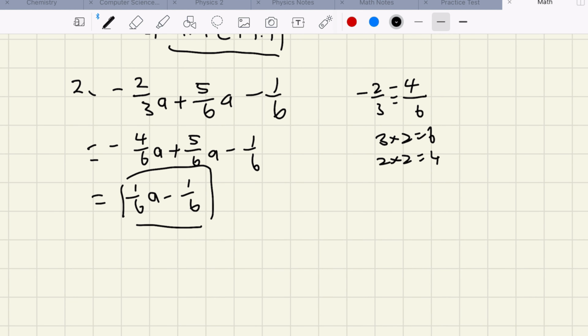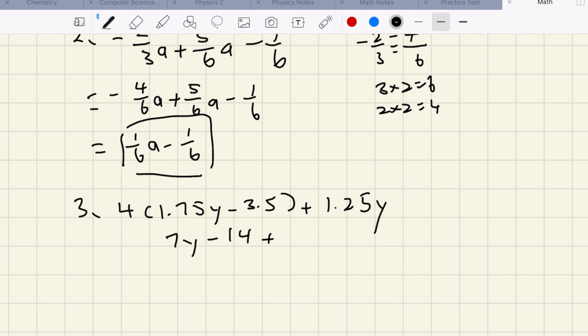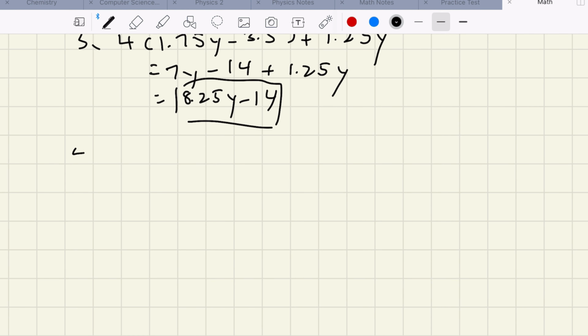Now, let's do one with the distributive property. 4 times 1.75y minus 3.5 plus 1.25y. So this 4 times 1.75y, you get 7y, minus 4 times 3.5, and you get negative 14, plus 1.25y. And then you get 8.25y minus 14 as the answer. Notice how this was a distributive property, and then we had to combine like terms with negative coefficients, and they were also rational coefficients. So you see how we built on each concept we learned.